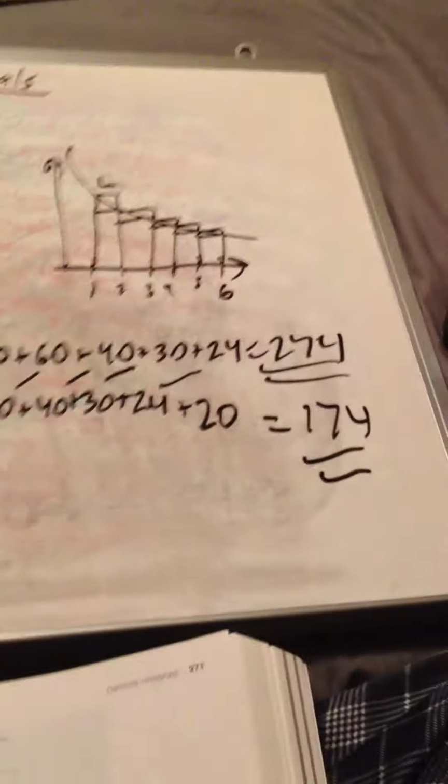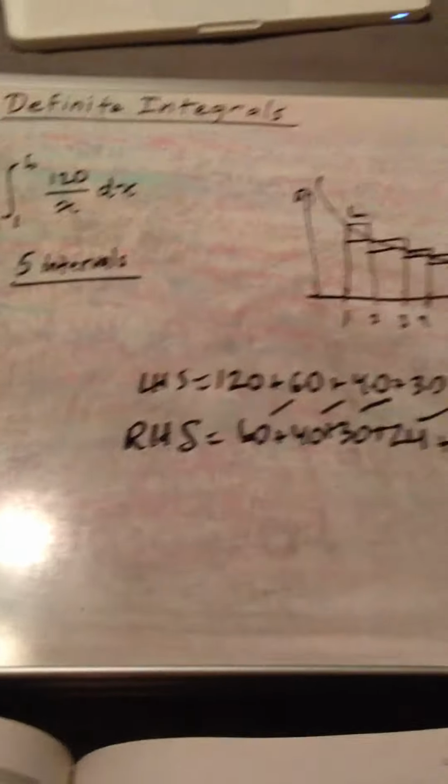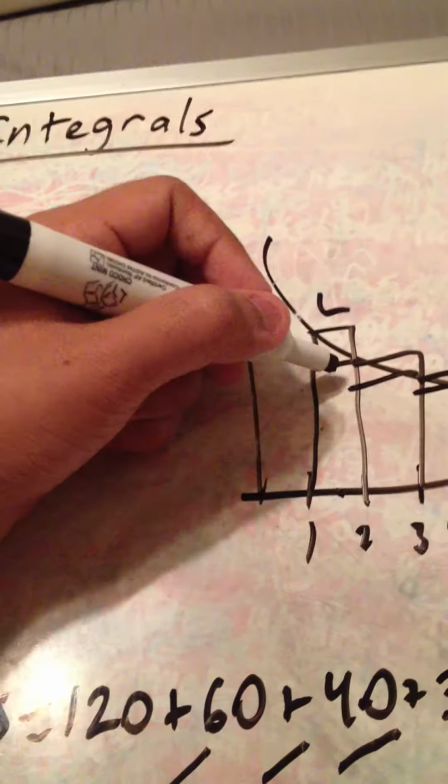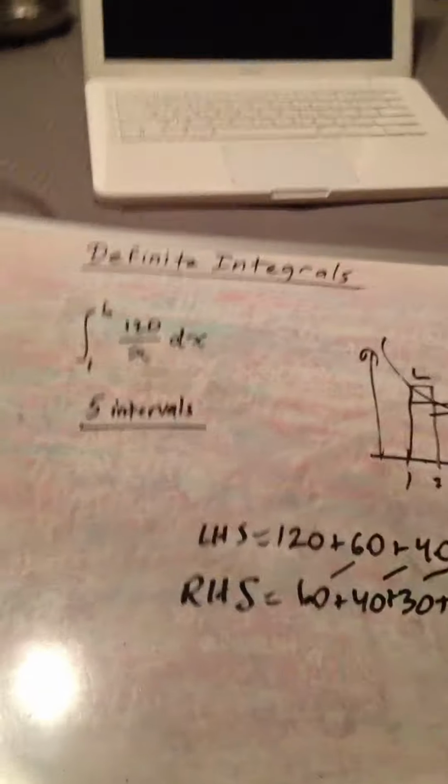Now, we found the left hand and the right hand. Now let's find what the heck this midpoint sum is, right? Well, the midpoint sum is exactly how it sounds. As in, you take the midpoint, like 1.5 in this case, and you try to find the height at the midpoint.